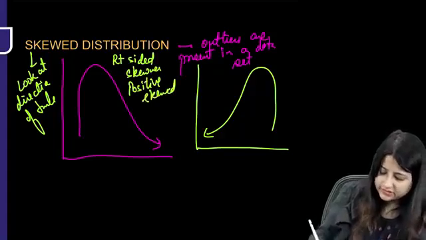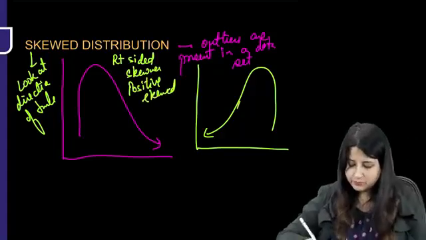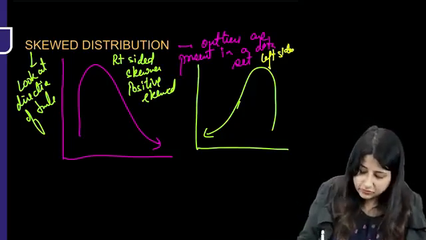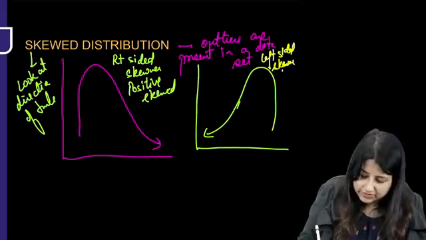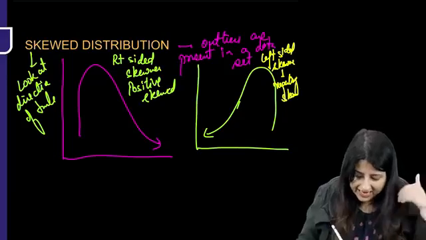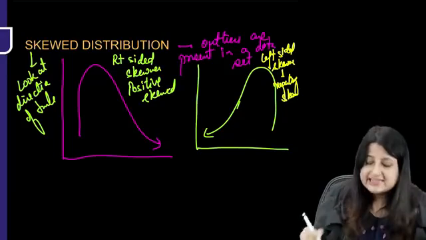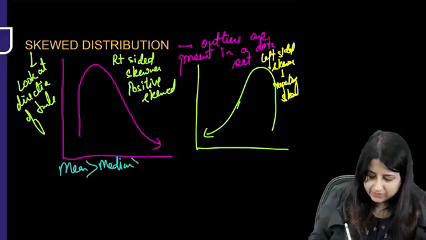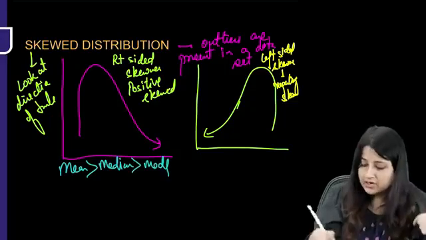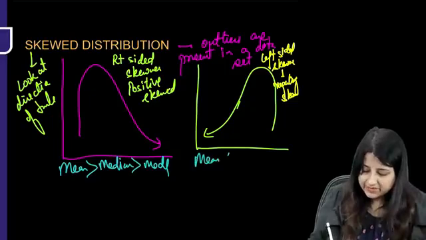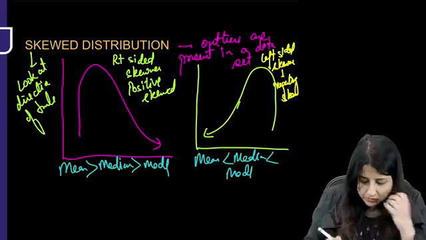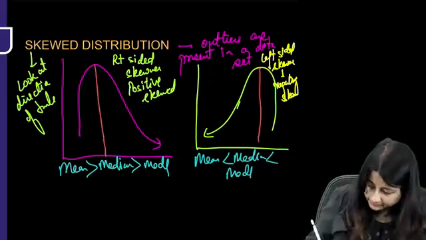Now look at the direction of the tail over here. Which side is it pointing? It's pointing towards the left side. So this is left-sided skewness, or you could also say negative skewed, everybody. Now statistically, what have we derived? For right-sided skewness or positive skewed, always remember this equation: mean is more than median is more than mode. But for left-sided skewness, statistically, what have we derived? Mean is less than median is less than mode. Okay? And suppose I draw 3 lines over here.